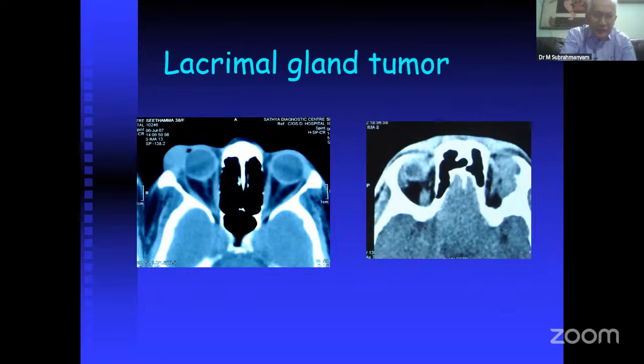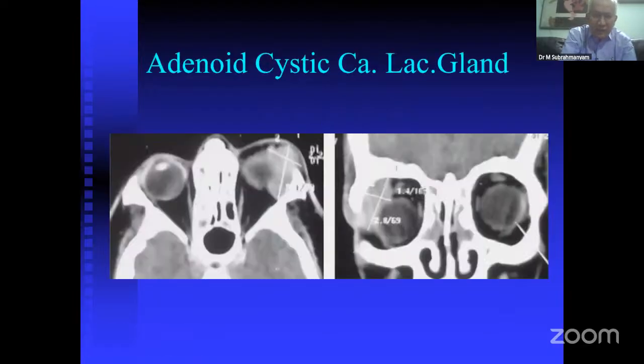Among lacrimal gland tumors, the most common is pleomorphic adenoma, which is a benign tumor, isodense with the brain, with very clear margins. There may be a little excavation of the bone and no contrast enhancement. Whereas if it is adenoid cystic carcinoma, there is bony erosion and the surface is irregular and infiltrating, and it need not be uniformly dense. So this is how you differentiate adenoma from carcinoma of the lacrimal gland.